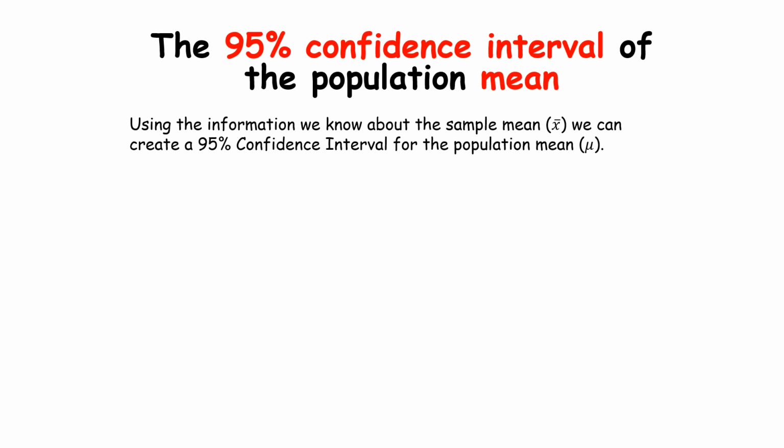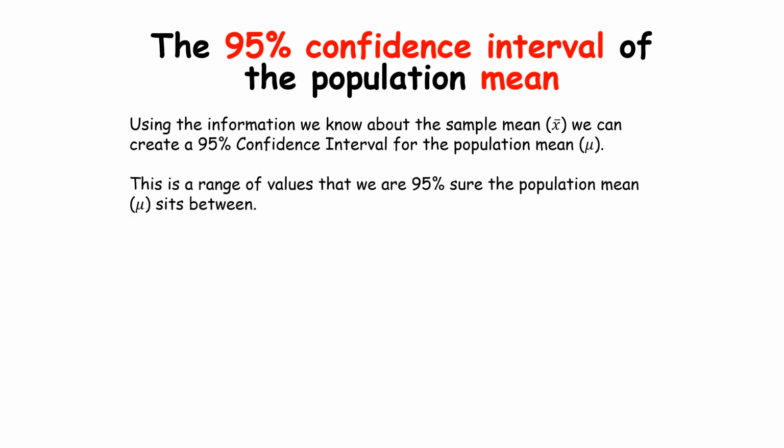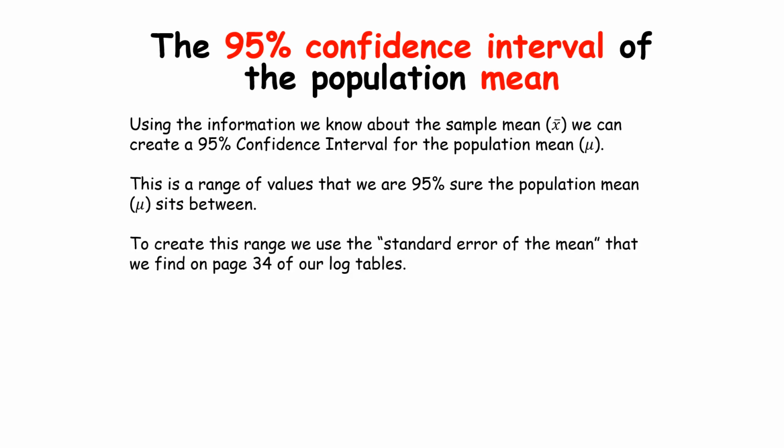So this gives us a good indication. Remember I said earlier that when we use a sample, we are not going to be as accurate as the population mean. So it's not okay to say that the sample mean will be the same as the population mean. However, we could say the sample mean, give or take some, will give us a good estimation for the population mean. So it's the range of values that we are 95% sure that the population mean mu sits between.